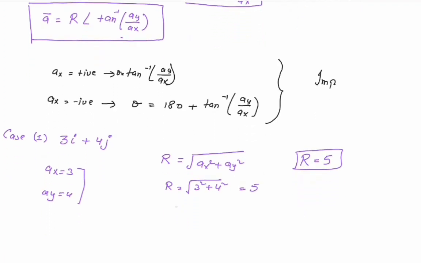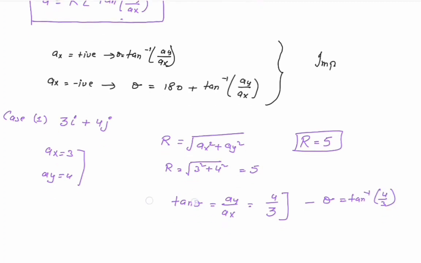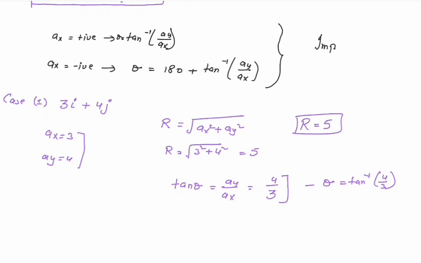Now, how to find the angle? We know tan theta will be equal to ay upon ax, which is equal to 4 upon 3. So, from here we can write theta is equal to tan inverse 4 upon 3. So, the given vector in polar form can be written as 5 at an angle of tan inverse 4 upon 3. This is the polar representation of the given vector.